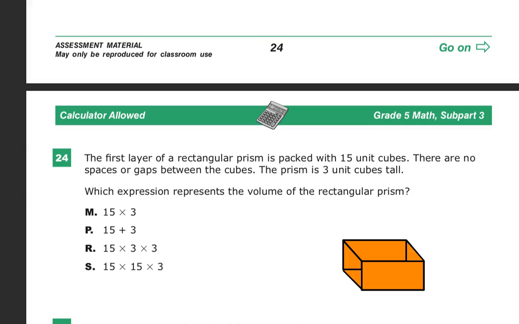Hey everyone, this is question number 24 of the math grade 5 practice test for TNReady. We're in subpart 3. This is a calculator allowed section.